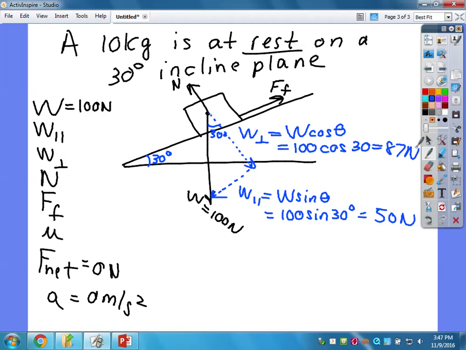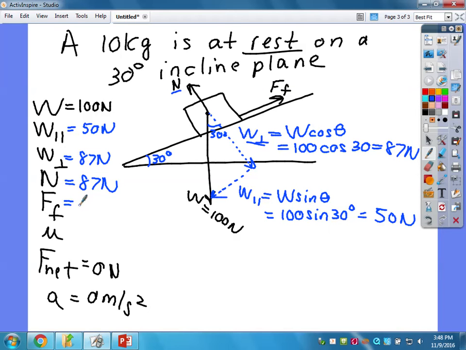Okay. So good. So we know the weight parallel is 50 newtons. Weight perpendicular is 87 newtons. So now I only have the normal, frictional, and mu. Well, what did we say? Normal is opposed to the perpendicular weight, so they're equal to each other. So perpendicular, normal, is 87 newtons.